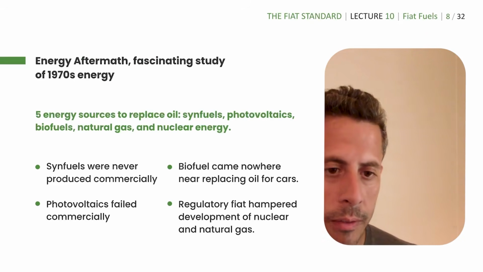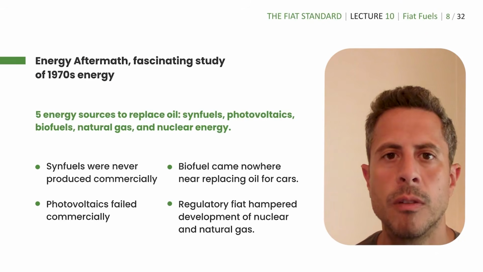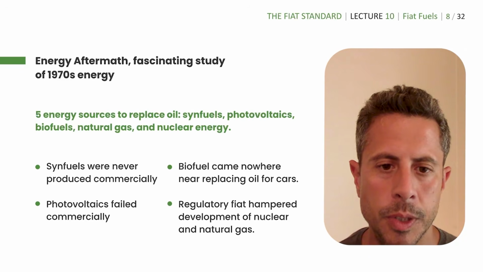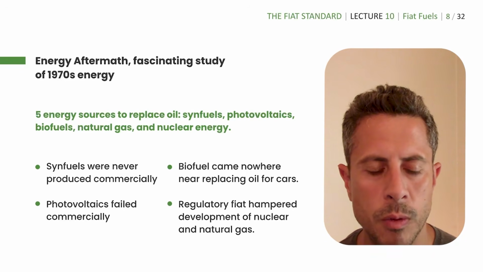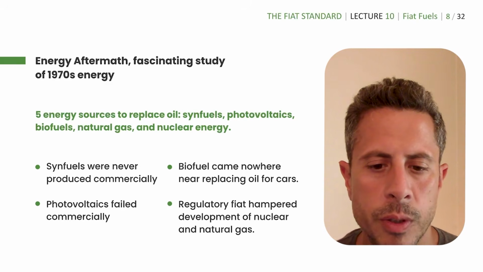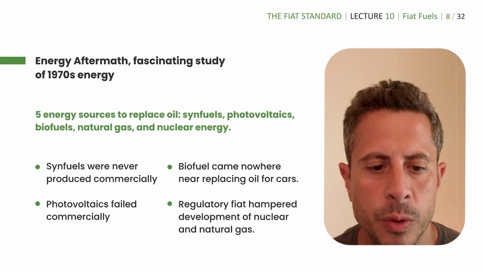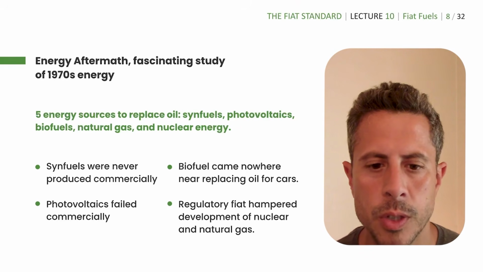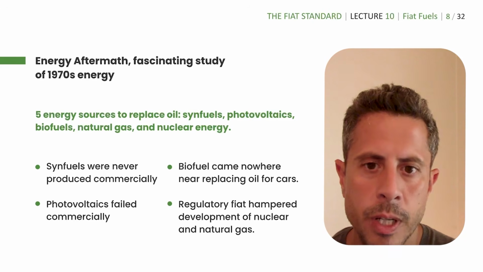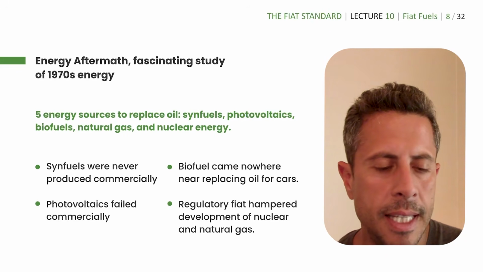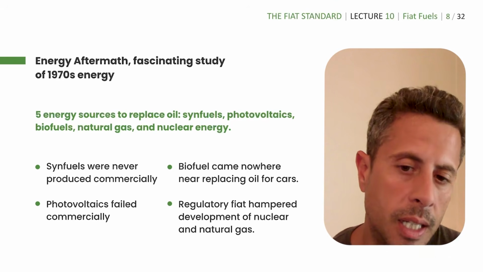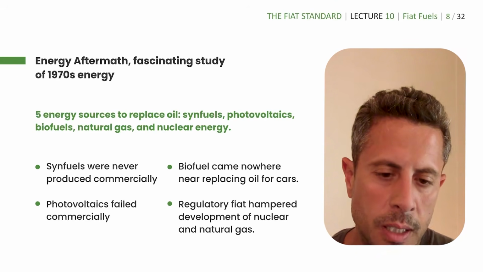This book, Energy Aftermath, is a fascinating study of what happened in the 1970s when they tried to do this. The U.S. government made it its policy that there were 5 energy sources that they wanted to use to replace oil. And these were syn fuels, photovoltaics, biofuels, natural gas, and nuclear energy. And these 5 sources of energy were supposed to replace oil. And then they look at all of these and what happened to them. And I highly recommend the book because it's very, very applicable.